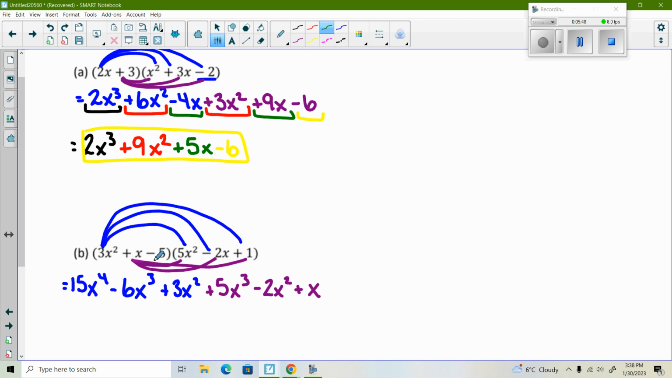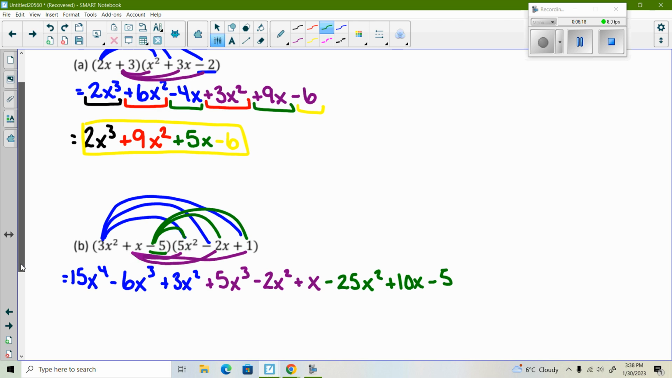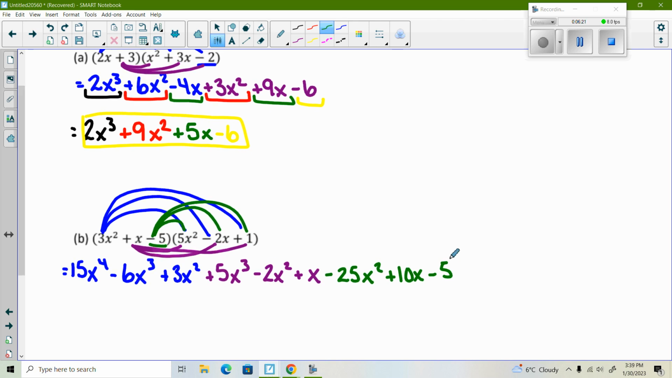Perfect. Now I have the second term done. Now I need to use this final term, this negative 5, and I need to distribute it through the whole second one. Negative 5 times 5x squared. Negative 5 times 5 is a negative 25, and then I have an x squared here. Now I'm taking the negative 5 times negative 2x. Well, negative 5 times a negative 2 is a positive 10, and I have that x on the 2. And then negative 5 times 1 is just negative 5.